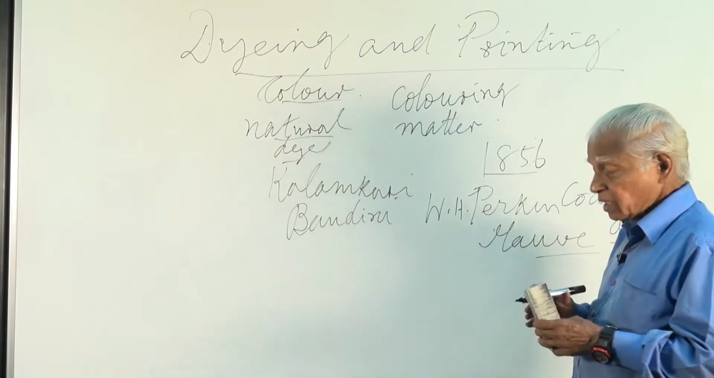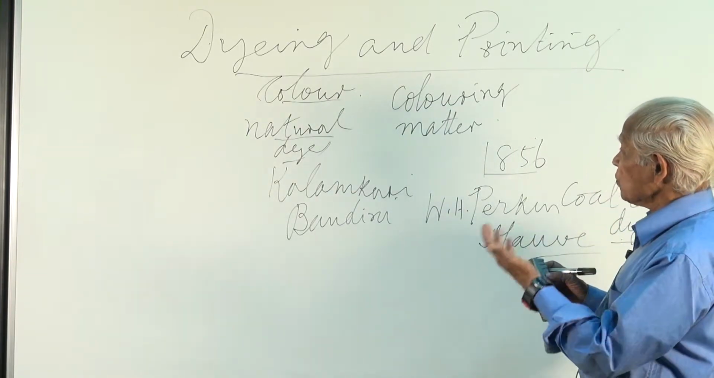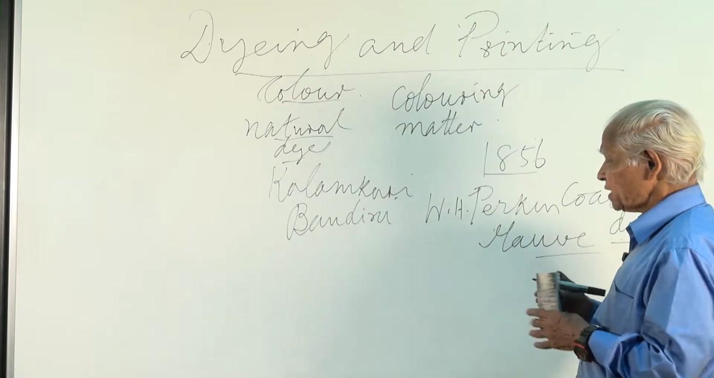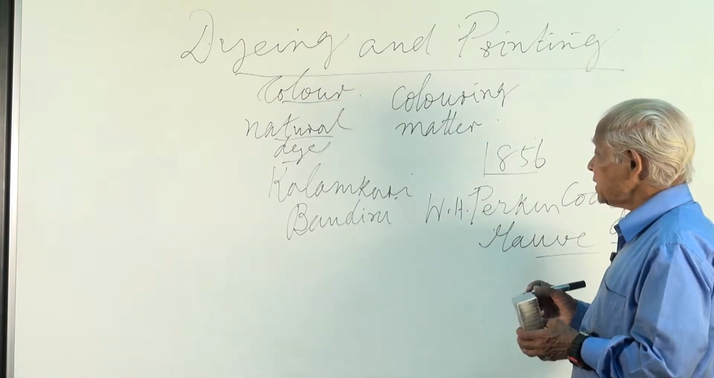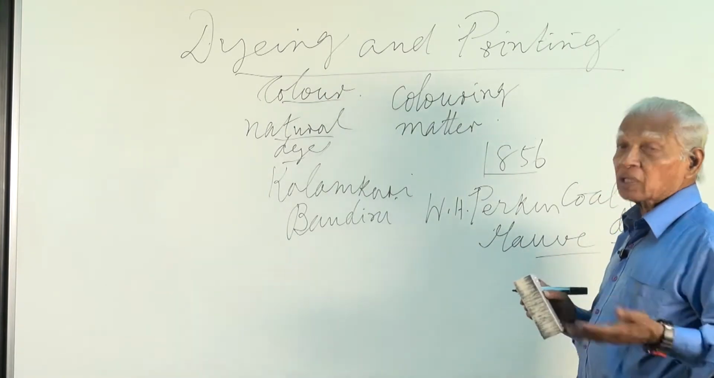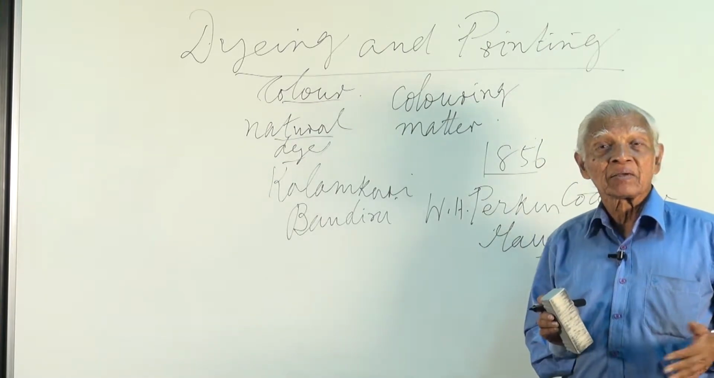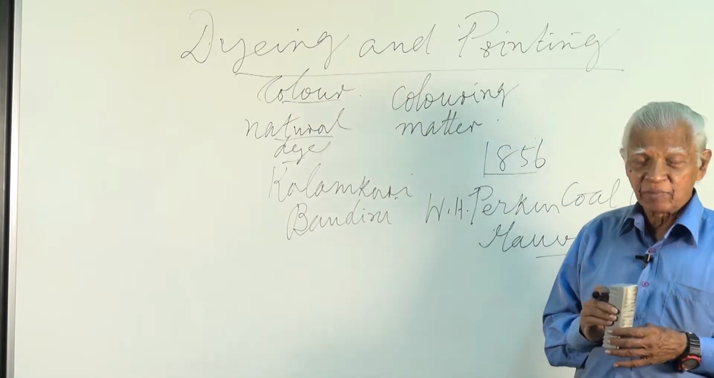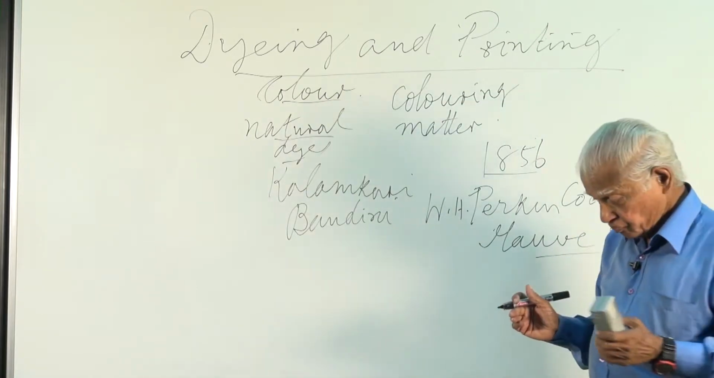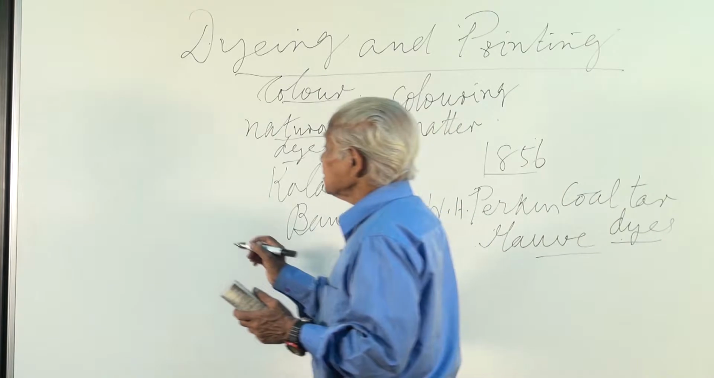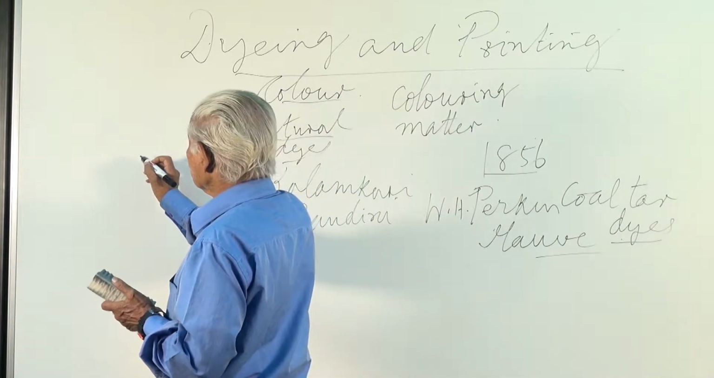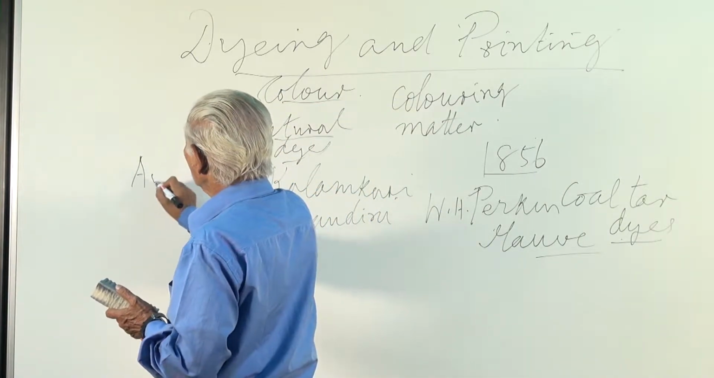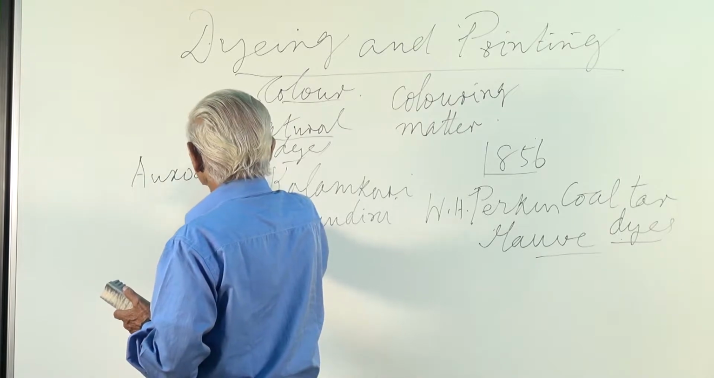A dye is a substance which provides coloring matter to the material. And some dyes, as we will see, are soluble in water, and some dyes are insoluble in water, and how they are applied onto the textile materials we will see. Now, there are two coloring matters in the dye which are called oxochrome and chromogen.